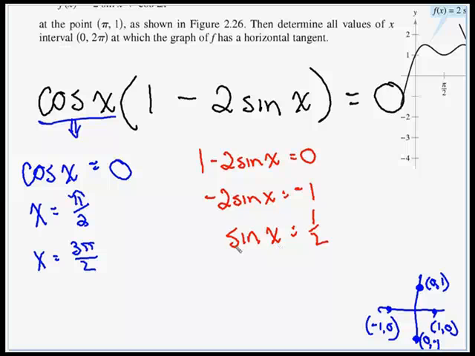Remember, sine is our y-coordinate, so it's going to be somewhere up here and somewhere up here. And that just happens to be 1/6 pi radians. And over here in the second quadrant, 5/6 pi radians, 5 pi over 6. So those are the x values on the interval in which the graph has a horizontal tangent line. That was a tricky one. A lot going on in that example.